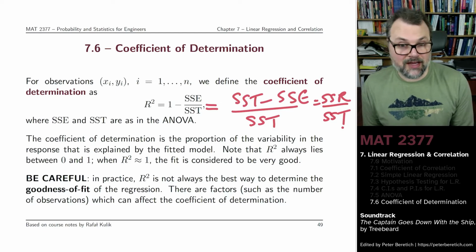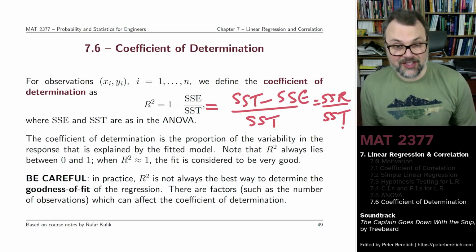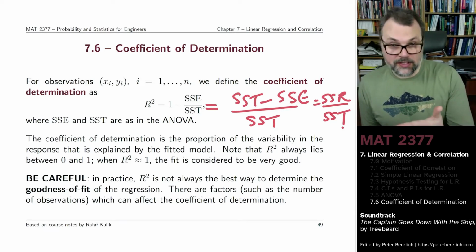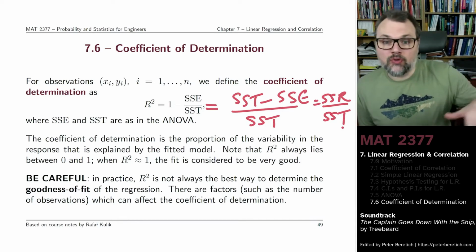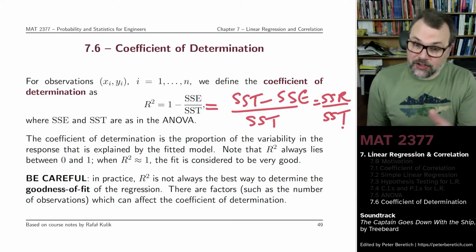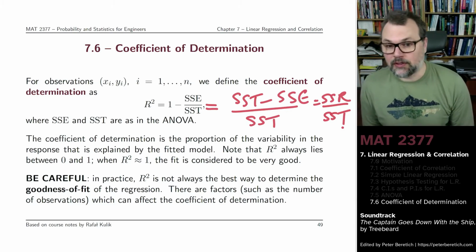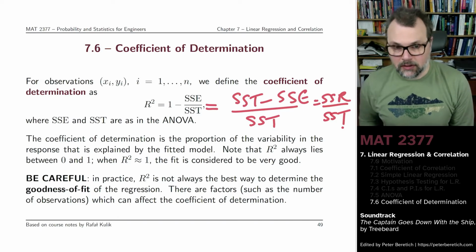You often end up having to use some other methods, some other ways, such as, well, if it's true that we have a linear relationship between x and y, how well can we predict new values of y by just looking at the x? If you make good predictions, then you have a good model. But the number of observations can affect the coefficient of determination, and there's other things that can come into play. You may have to think of other ways to determine the goodness of fit of your regression.